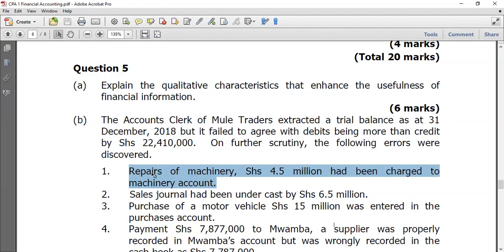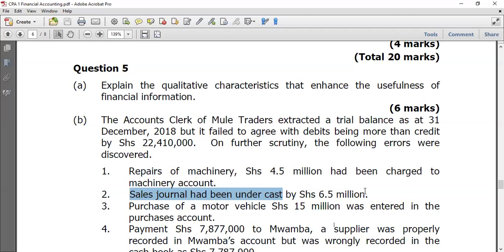So that is what I'm saying, the examiner will just keep on changing things. Just like the way you see here, he comes and says, sales journal was undercast by, let's say, 6.5 million. The other side you've seen he has spoken about purchases, but in a totally different way. The same thing also here. This is also an example of error of principle, by the way. He comes and says that purchase of a motor vehicle 15 million was entered into the purchases account, okay? This is also an error of principle.